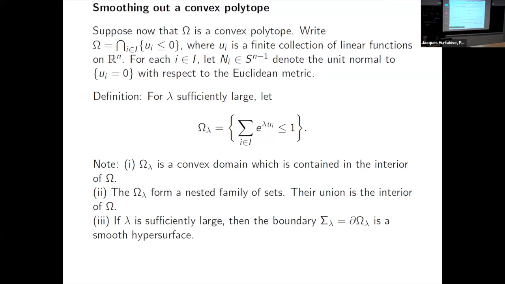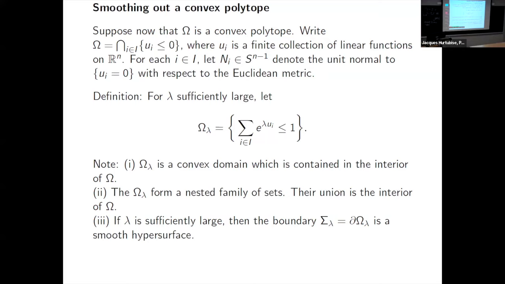And there are many ways to do that. You can do it by hand, and if you do it by hand, there are various ways to do it. Or you could try to use mean curvature flow. So there's not one canonical, not one unique way of doing it. One way that you can do this, which is very simple and explicit, is to look at the sublevel sets of the sum of e to the lambda ui.